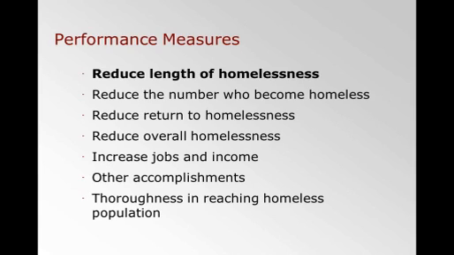So these performance measures, hopefully everyone's seen these before. We've certainly been talking about them, but I've bolded the first one because this is one of the areas where reallocation can make a pretty significant difference. Reducing the length of homelessness, but the other performance measures as well: reducing the number of people who become homeless, reducing returns to homelessness, reducing overall homelessness, increasing jobs and income. There's a performance measure for other accomplishments that's a catch-all for a variety of other things. And then also your thoroughness in reaching your homeless population. So these are the performance measures.